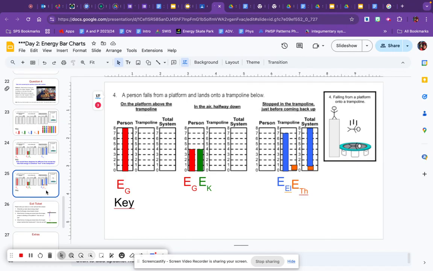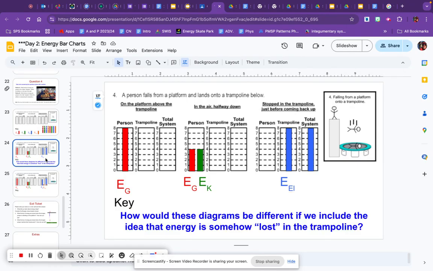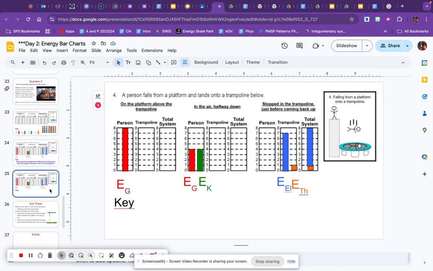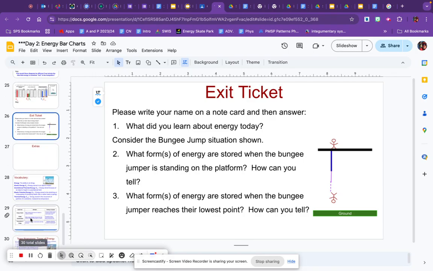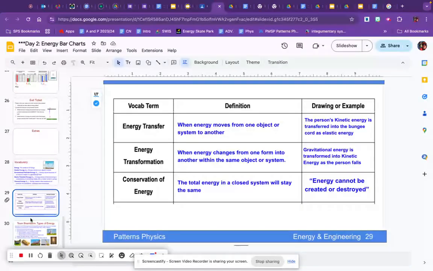Let's see. This was person. Okay. For here, I just want you to be sure that you understand what you learned about energy today, what forms of energy are stored when the bungee jumper is standing on the platform. So all this was talked about in the previous slides. Okay, and make sure you get down your vocabulary today.